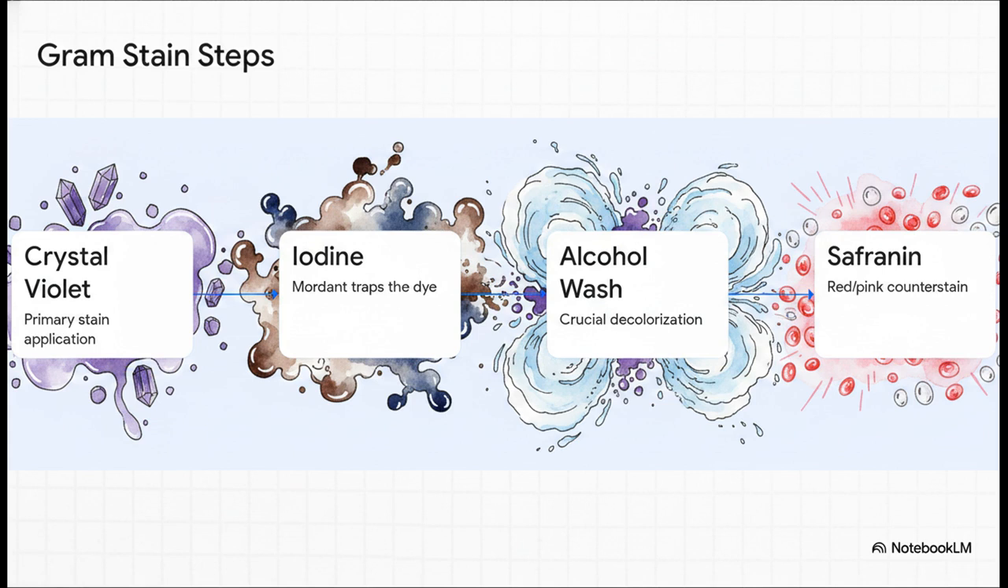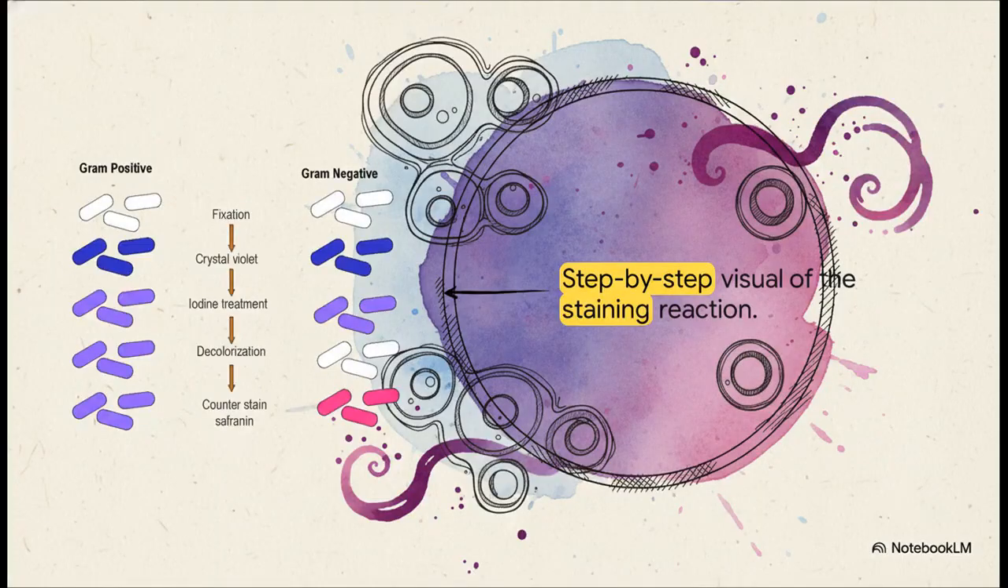Now you really want to pay attention to step 3 here. That alcohol wash, that is the make or break moment where our 2 bacterial types completely diverge. Now what's really interesting about this is the actual color change happening under the microscope. See, both types of bacteria start out soaking up that deep purple crystal violet dye. But right after that alcohol wash step, boom, they split into 2 totally distinct camps.